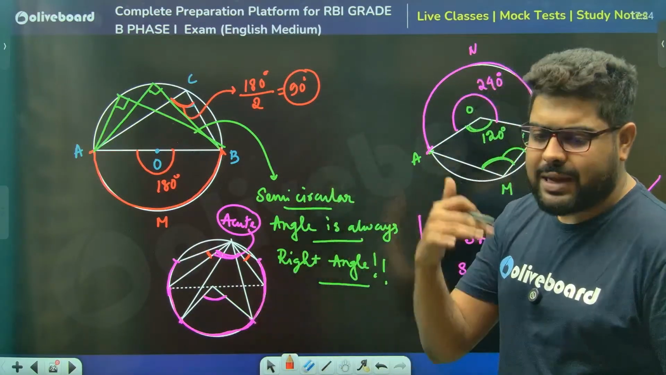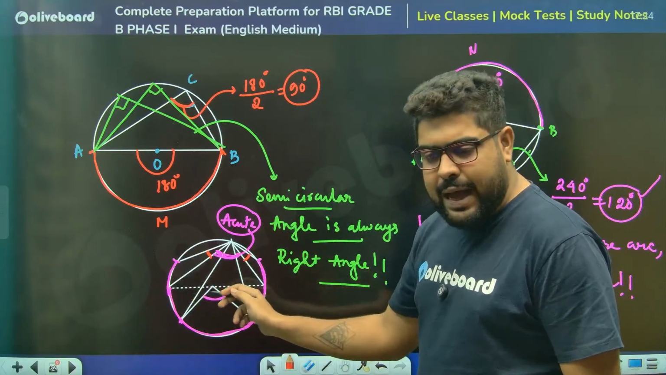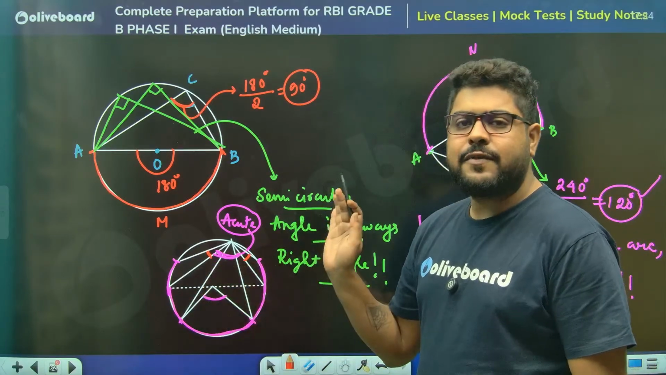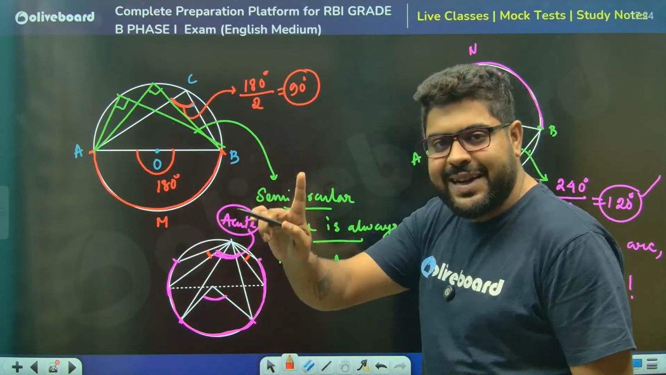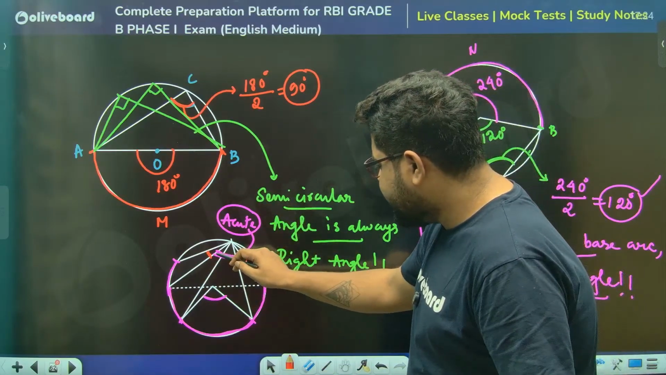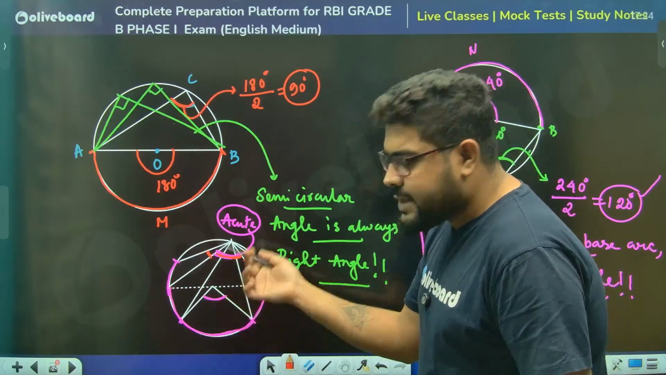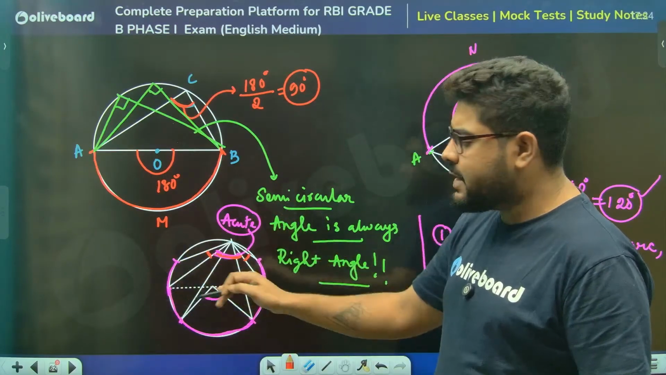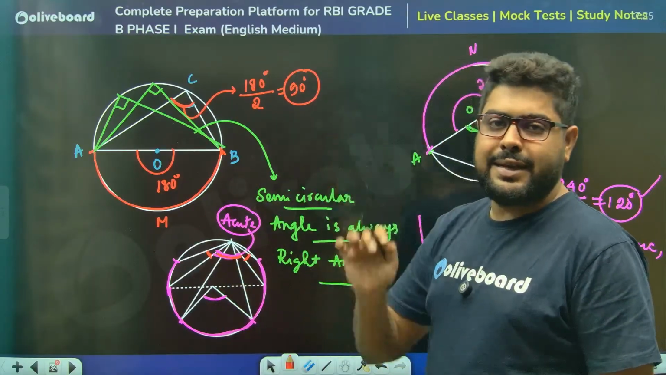So the rule, or rather the understanding, this is not a rule, it's very common sense. If the arc length is less than half the circle, less than the semicircle, and the semicircular angle is 90 degrees, then the angle will also be less than 90 degrees.